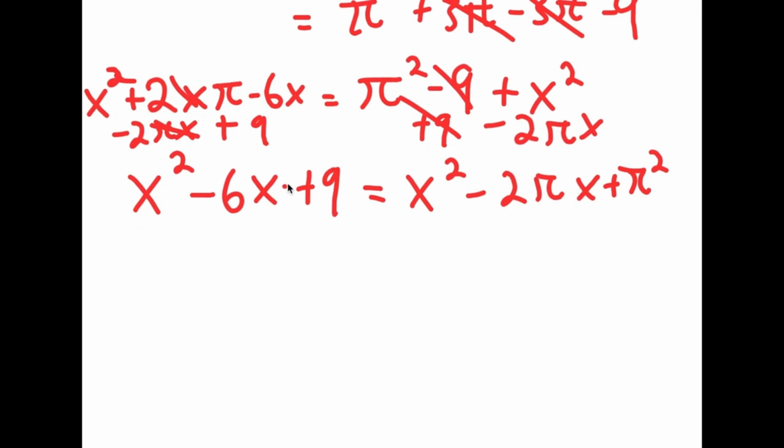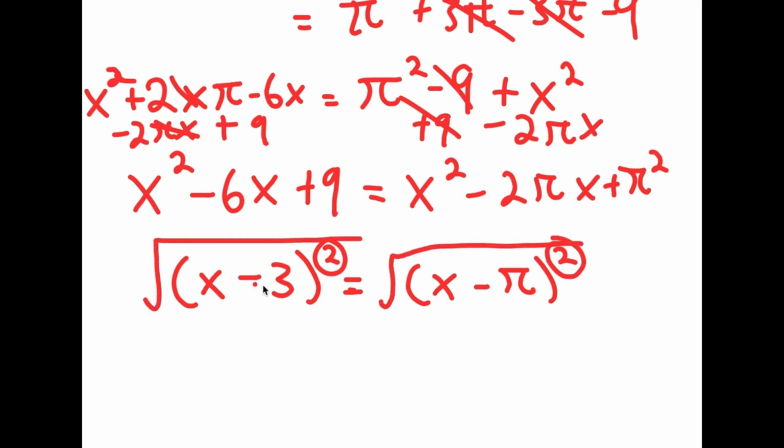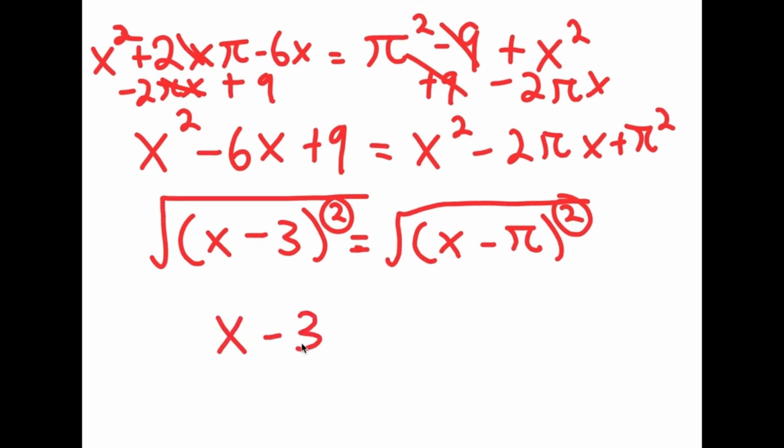And now, x squared minus 6x plus 9 factors into (x minus 3) squared. And x squared minus 2 pi x plus pi squared is the same thing as (x minus pi) squared. So I have (x minus 3) squared is equal to (x minus pi) squared. And now, I want to cancel these two squares, so I'm going to take the square root on both sides. So now the square root of (x minus 3) squared is equal to x minus 3, and the square root of (x minus pi) squared is equal to x minus pi. So I get x minus 3 is equal to x minus pi.